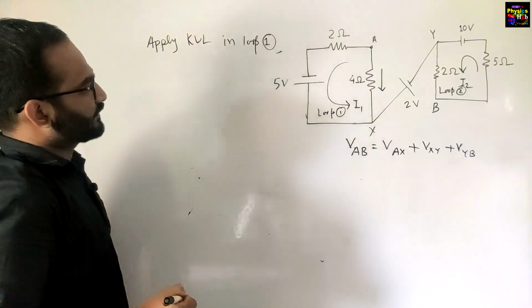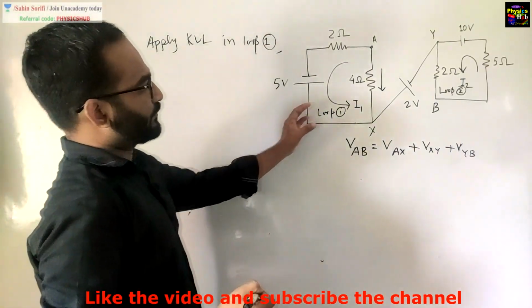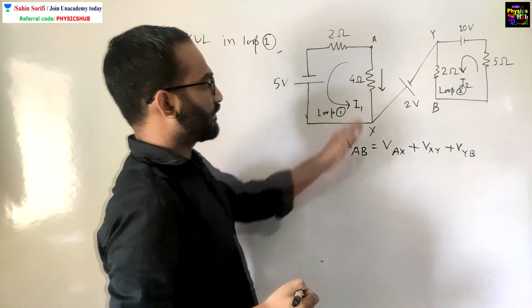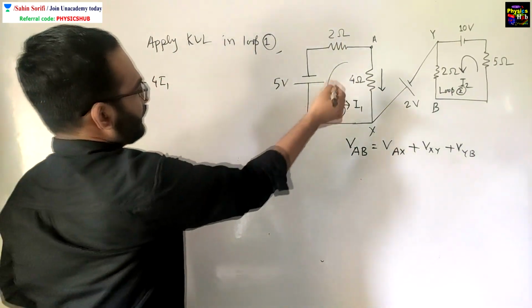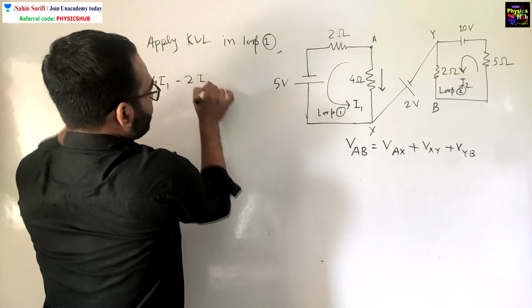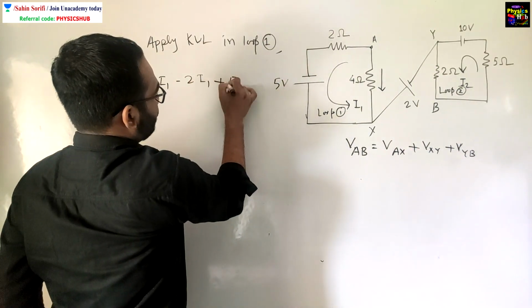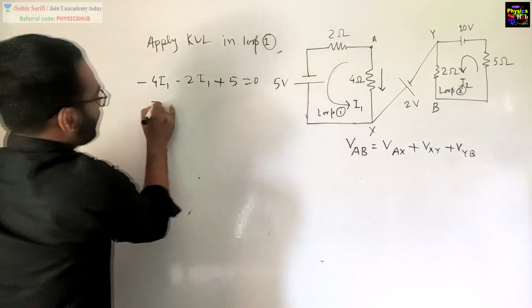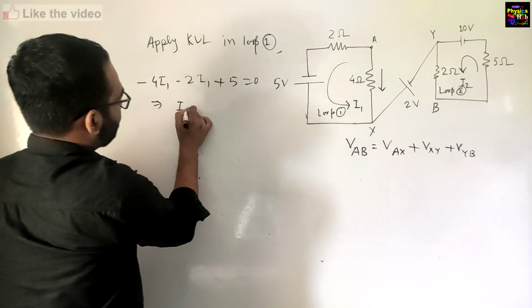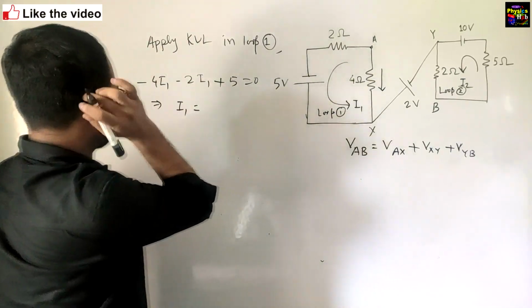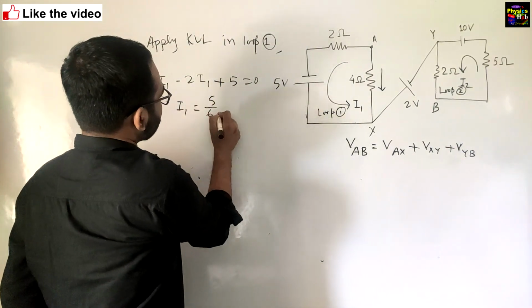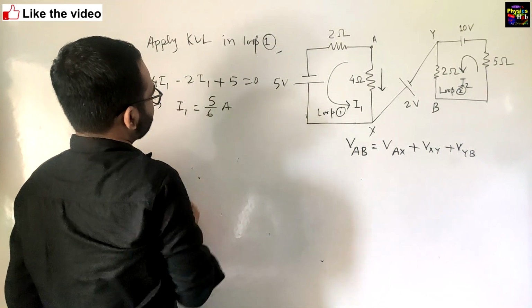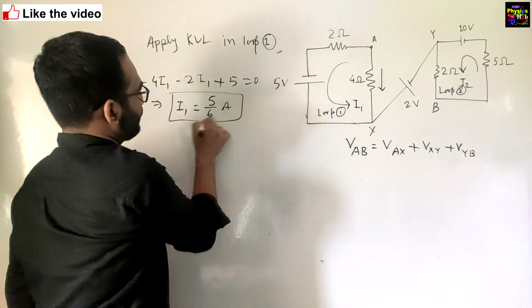Applying Kirchhoff's voltage law in loop 1, as I told you, if you are going in the direction of current, this is minus 4I1, then minus 2I1. Negative to positive is positive, this equals 0, and this leads to I1 equal to 5/6 ampere. This is the value of I1.